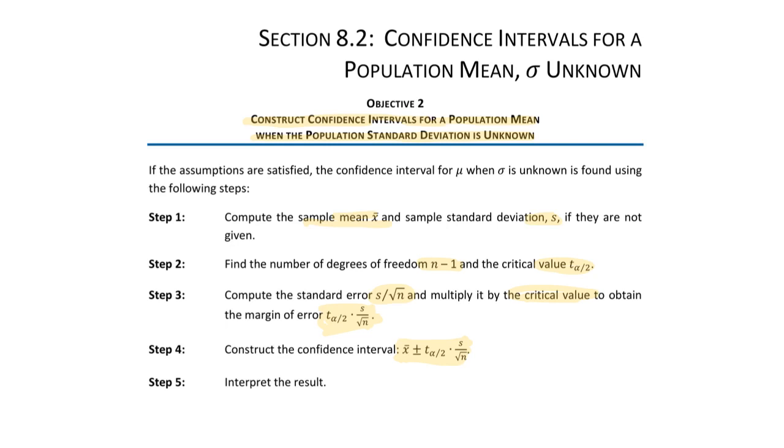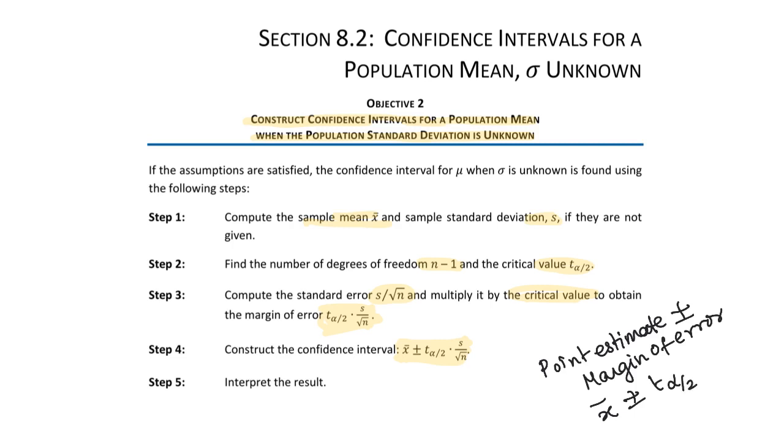So here you can see the procedure is almost the same as the previous chapter. The interval is point estimate plus or minus the margin of error. So point estimate is x bar, the sample mean, then plus or minus t alpha over 2 s over square root of n.